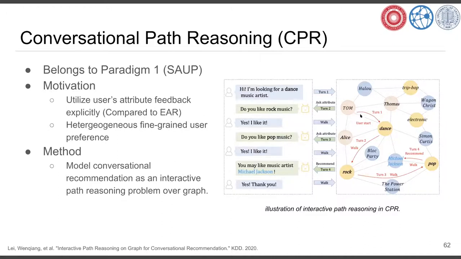The figure illustrates the path reasoning in the conversational path reasoning module. The vertices in the graph on the right represent the users and also the items, as well as other relevant entities. And an edge between 2 vertices represents their relation. And the conversational session is expressed as explicitly walking in the graph. It starts from the user vertex, where here is Tom, and it travels in the graph with a goal to reach one or multiple item vertices that the user may like as a destination.